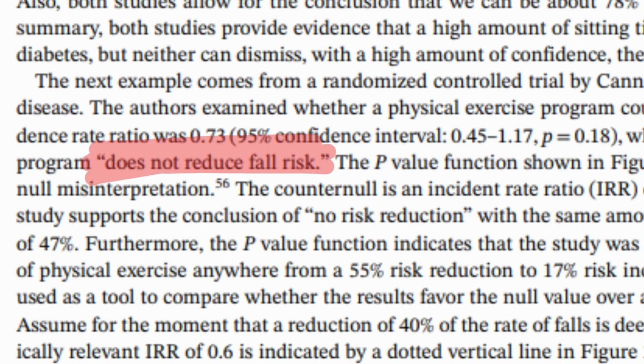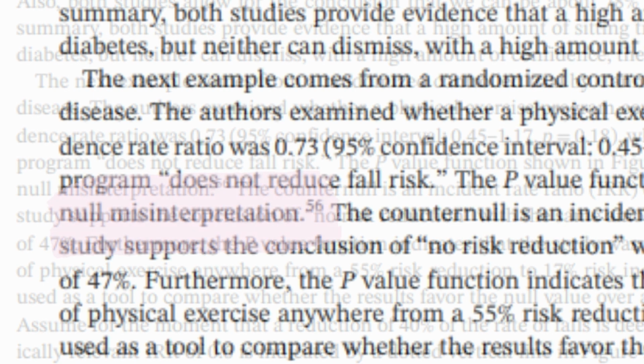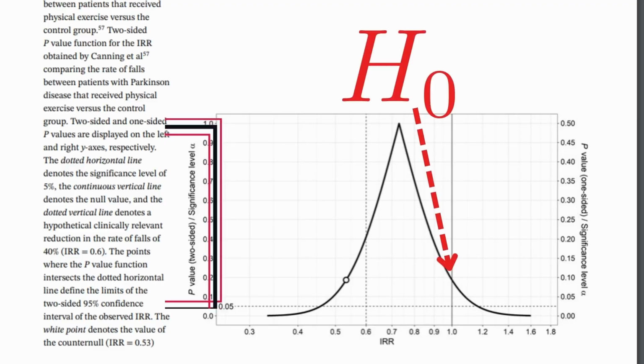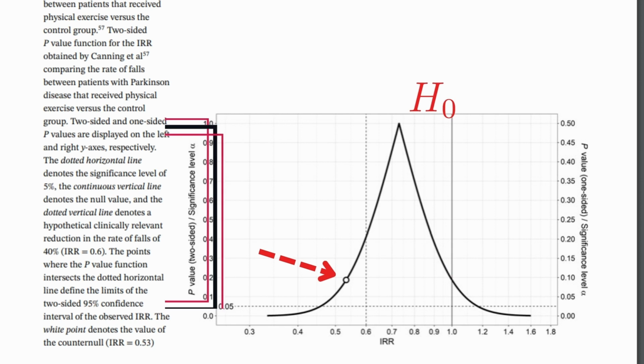They fail to reject the null with a p-value close to 20%. Well, as we can see, at 5% significance, we wouldn't reject a lot of very different null hypotheses, even one that would say that the treatment is successful because it would refer to a reduction in the rate of falls of more than 40%.